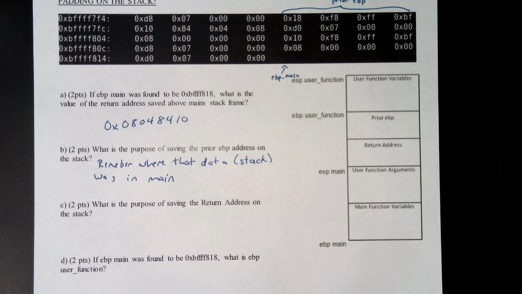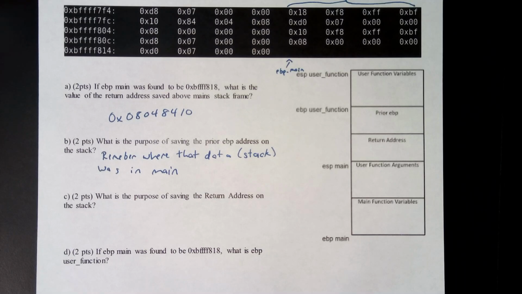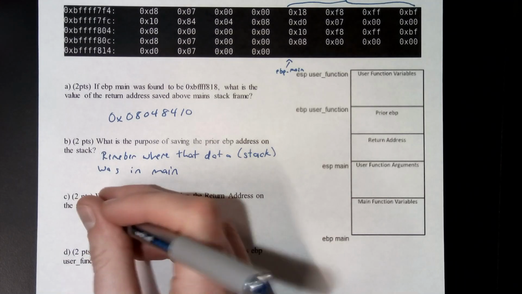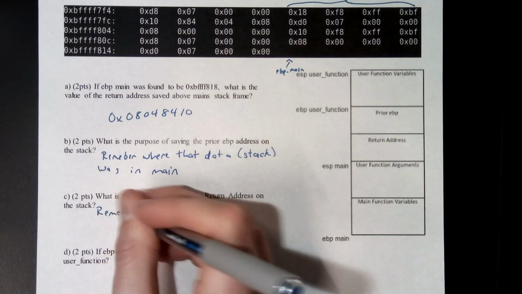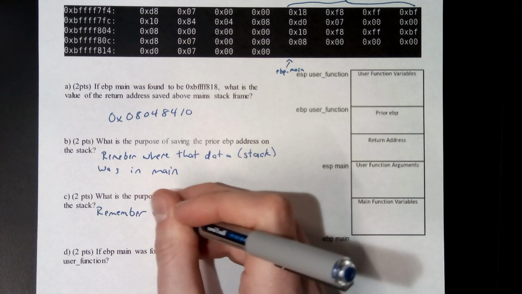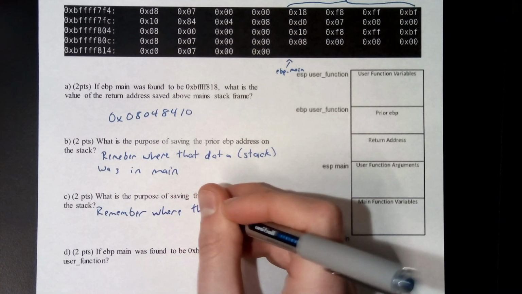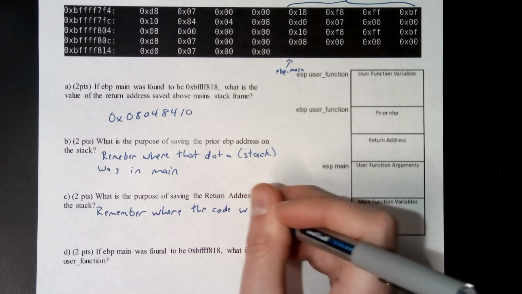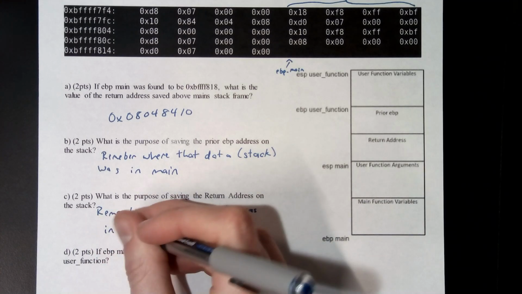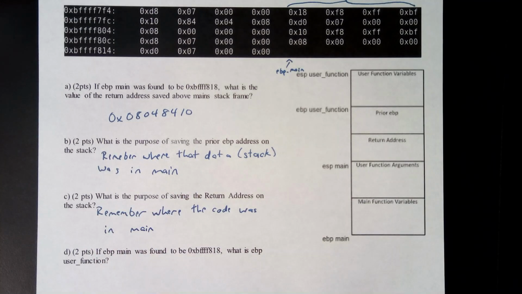We overwrite it. ESP is related to them, so we don't actually save that value in memory; we optimize it a little bit. And then what's the purpose of saving the return address? Same basic concept. We want to remember where we were in the code in main. We have to remember where the data was, that's why we save prior EBP. We have to remember where the code was, that's why we have the return address.